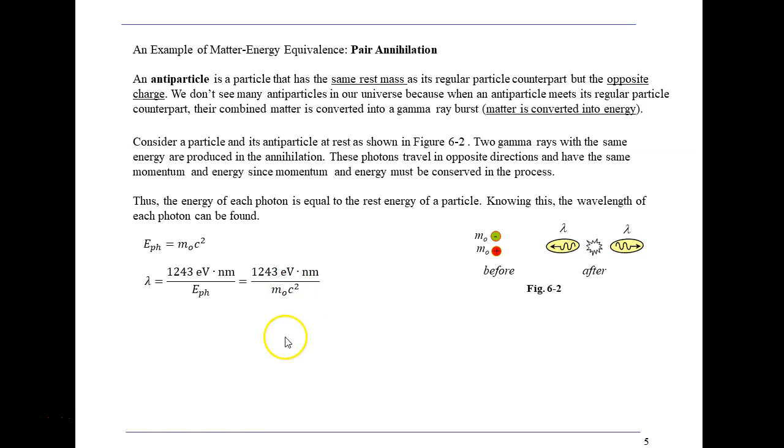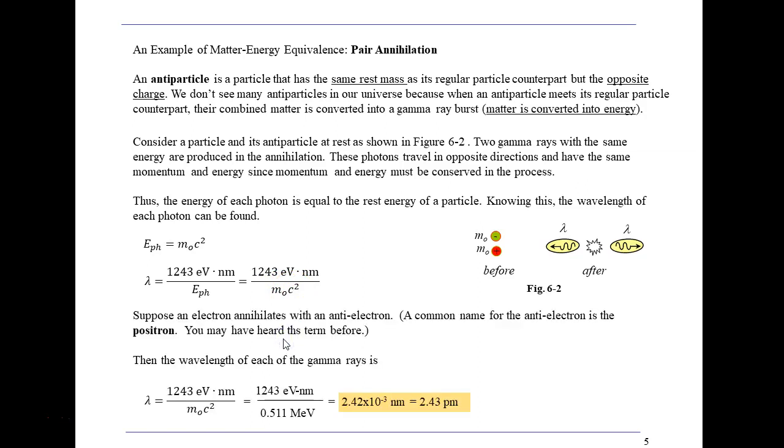All right, so for instance, speaking of the electron and the positron, what if we put in the rest energy of those guys, right? The rest energy is 0.511 MeV. So now remember, this is a million, this is a mega. Up here, that's just a regular old electron volt, this is a mega. So if you punch that in your calculator, you're going to get 2.4 times 10 to the minus 3 nanometers, or we could call that 2.4 picometers. That would be the wavelength of each of these guys, okay?